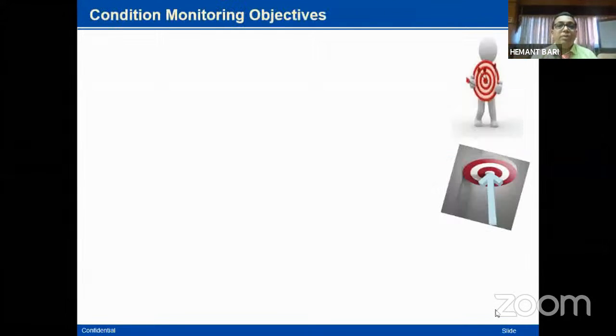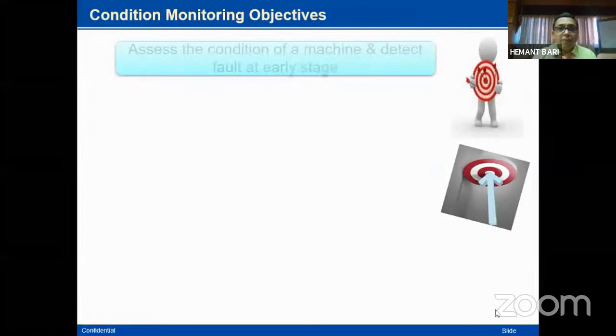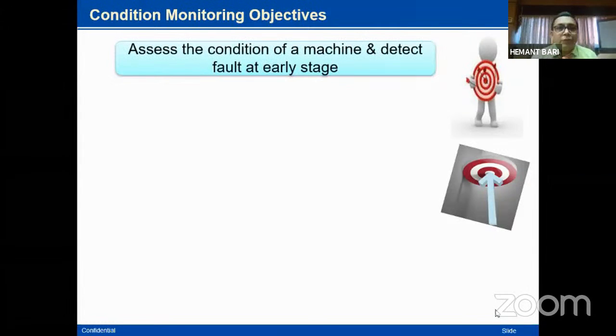Now condition monitoring objectives. What are the different objectives? Whatever I have discussed in a scattered way with the doctor example, leg and all these things, I have put in correct technical language. Now what is the prime objective? Assess the condition of machine and detect the fault at early stage. जितना जल्दी fault find out करोगे उतना ही आपको benefit रहेगा, मशीन के बारे में हो या आपका ह्यूमन बॉडी के बारे में हो. So for the machines, assess the condition of machine on regular basis and detect the fault at early stage.